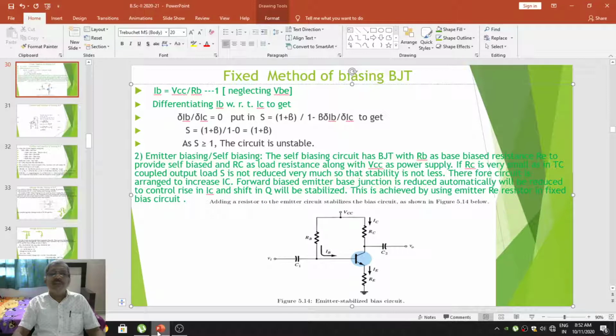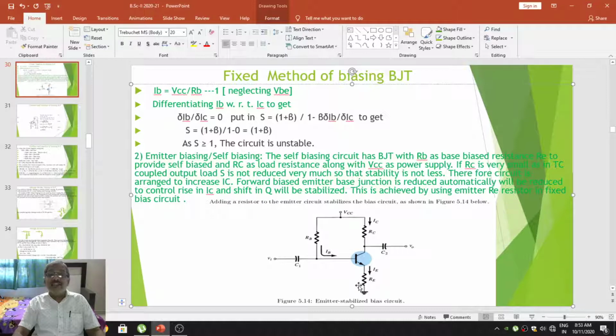To increase the stability of the BJT further, another method of biasing is used, and that is known as emitter biasing or self biasing. It is called emitter biasing because we have included the resistance RE in the emitter. That itself provides the necessary biasing voltage.